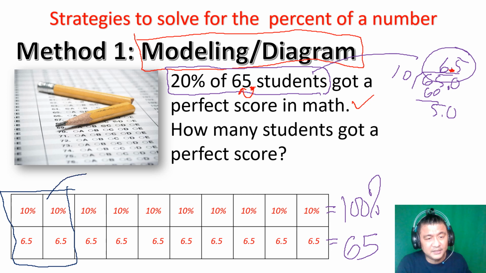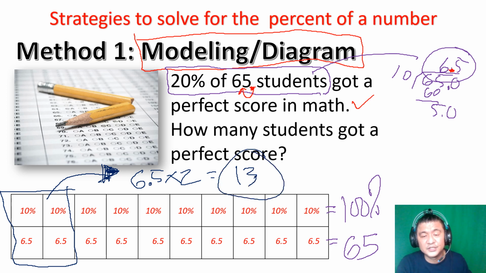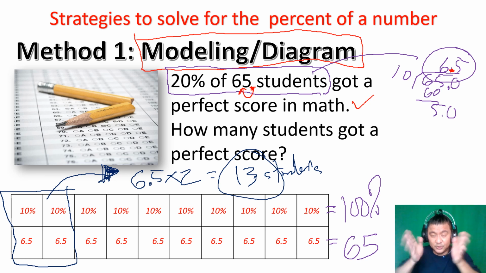20% is two boxes, right? All right, 20% will be represented by those two boxes. Therefore, 6.5 times 2 will be what? 13. So you could say that there are 13 students who got a perfect score in math. Okay, that's method one, modeling, drawing, split into 10, and then distribute and just get the percent that you need.